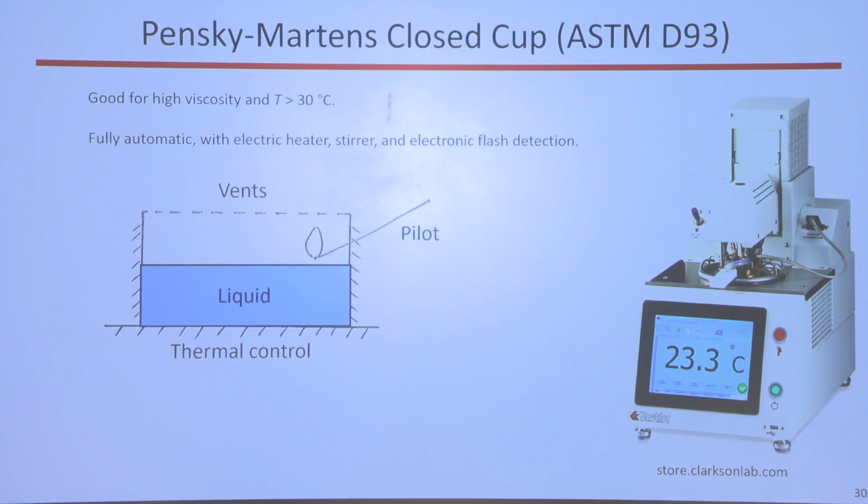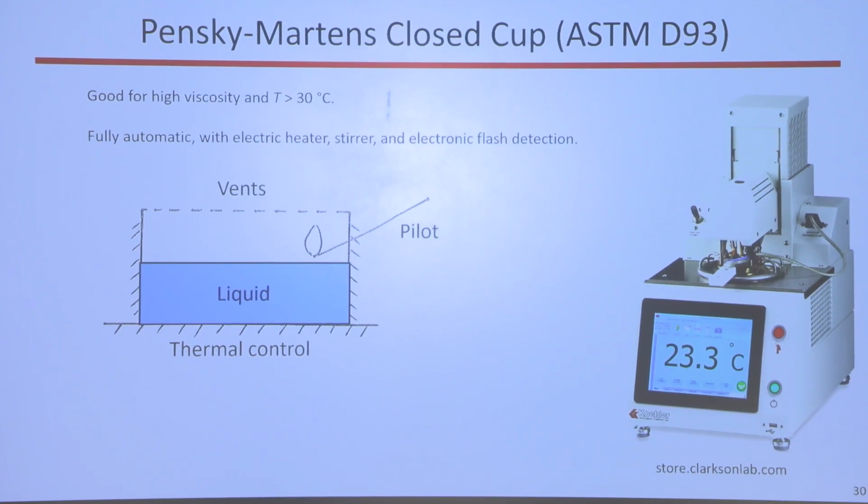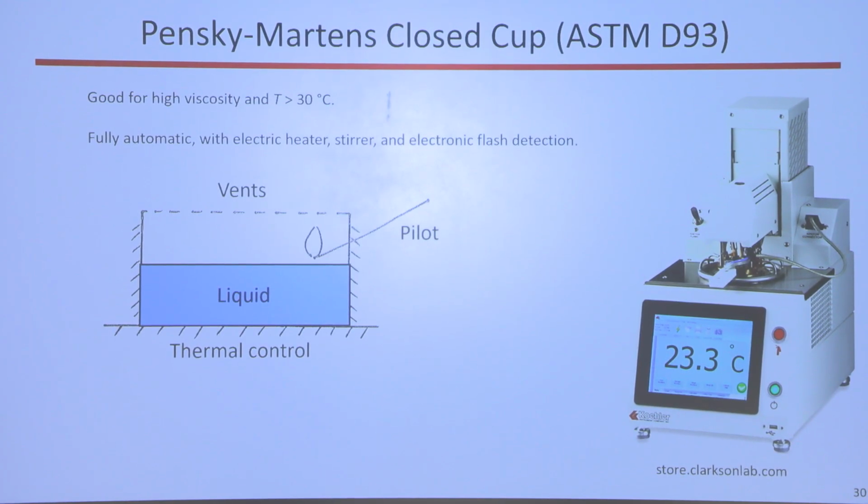And so this is then the Pensky-Martens closed cup. It's a different ASTM standard and it gives results that are a couple degrees cooler. The way it works is you put your liquid inside a cup of a similar size to what I showed, and then you have a pilot flame that passes above the liquid. It's closed, but it has some vents, so it's not completely sealed. And then if there's a flame, of course, the flame will be at the flash point and it will extinguish. You can't measure the fire point. It's recommended for high viscosity liquids and temperatures above 30 degrees.